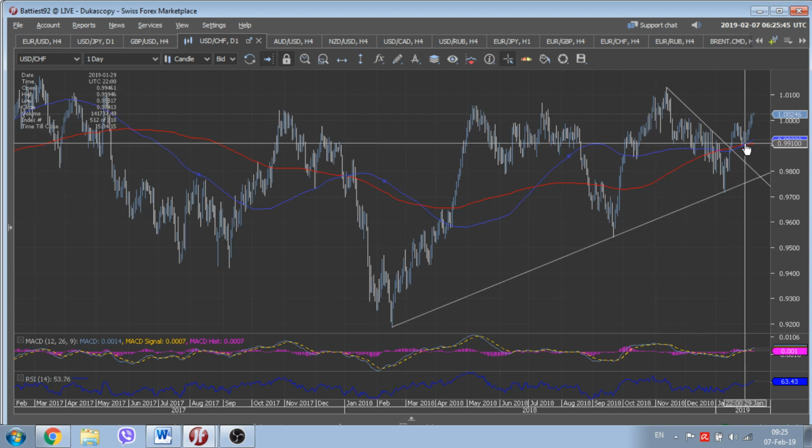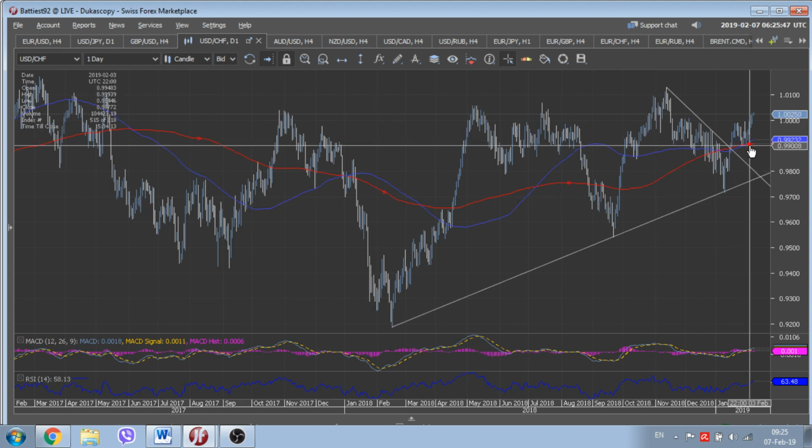Probably only breaking below the important level of 0.99, but that could happen only in case of sharply rising risk aversion fears, or for example some really bad news for the United States economy, and a much better situation with the Swiss economy, which is absolutely unbelievable now.